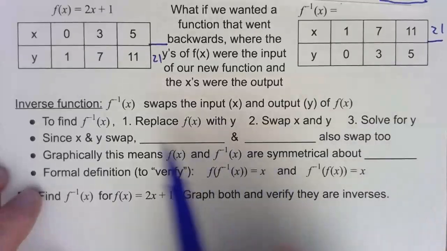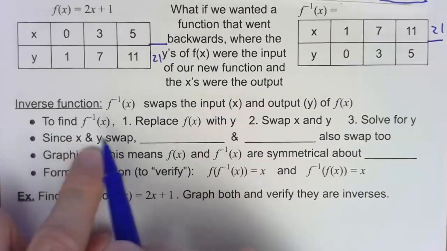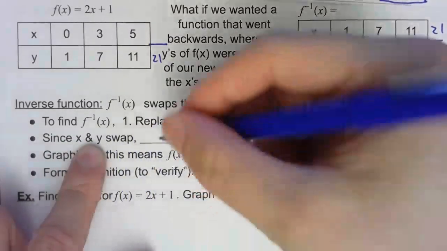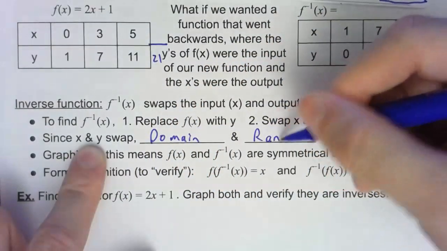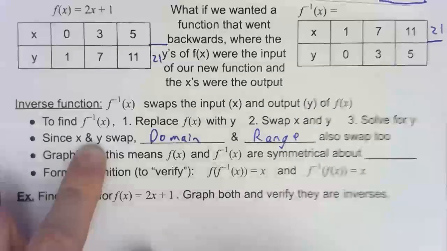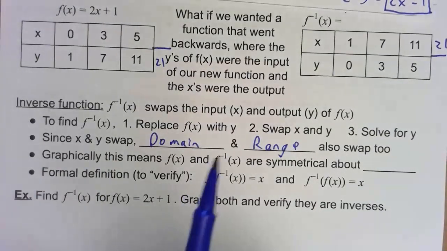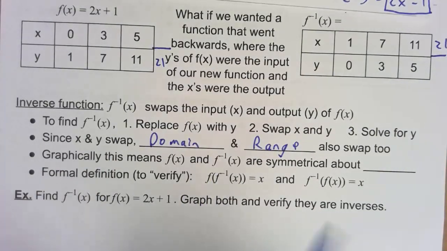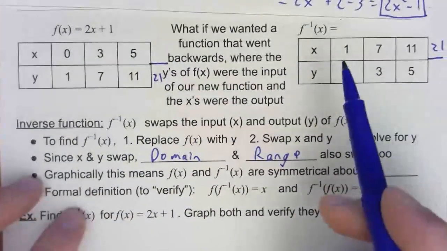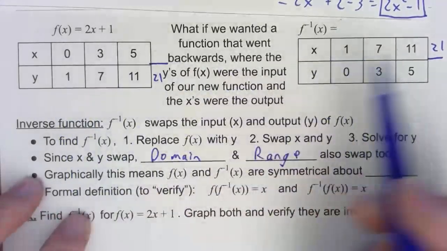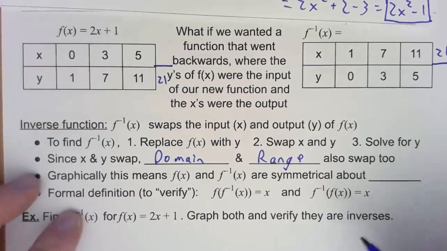Okay, so what that's going to mean is that since the x and y swap, the domain and range are also going to swap, because domain is just the possible x's, range is just the possible y's. So whatever the domain is for f of x is going to be the range for the inverse. Whatever the range is for f of x is going to be the domain for the inverse.